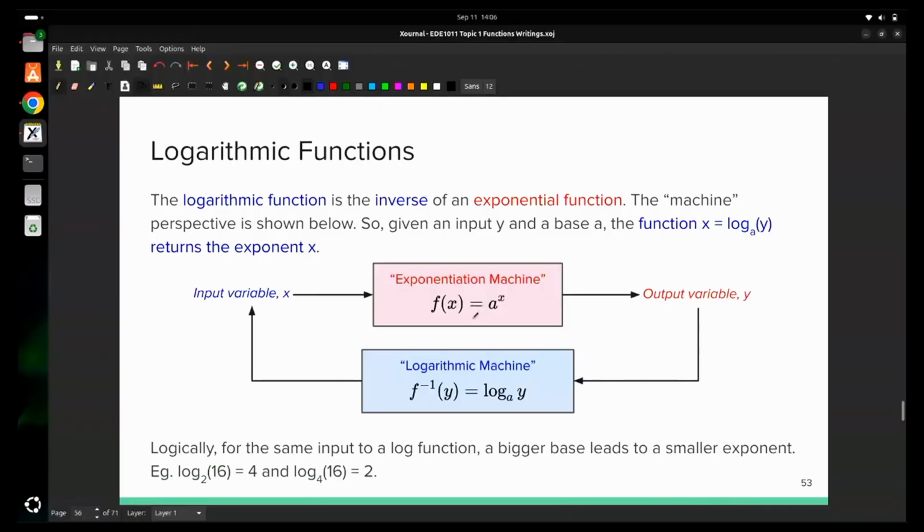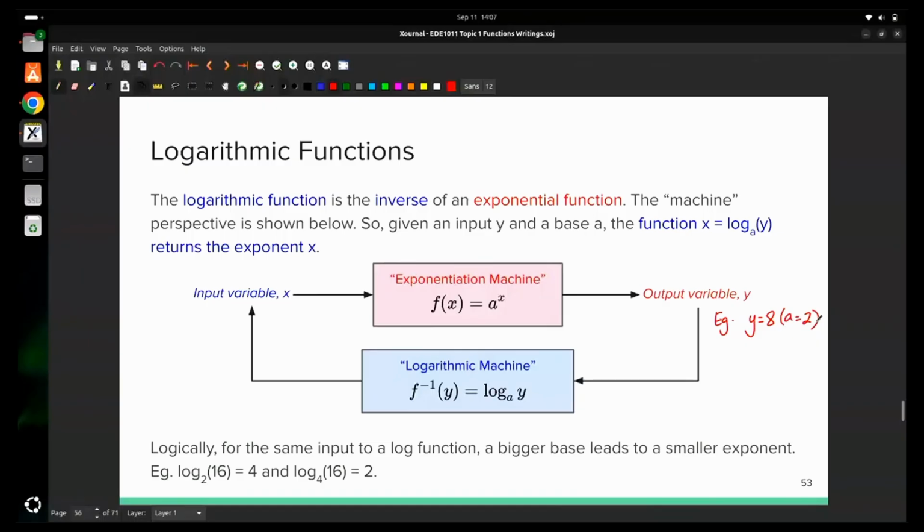Now I'm asking the question: by what power must you raise the base such that I will get the input y? I repeat that again. Let's say, for example, I give you a number, say 8. Let's say y equals 8. But I must give you the base also, because you ask me what is the exponent that you must raise the base 2 to get 8. So therefore, I must give you the base also. So let's say base a equals 2.